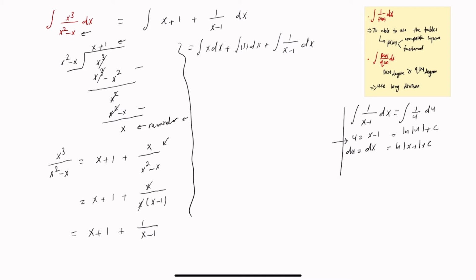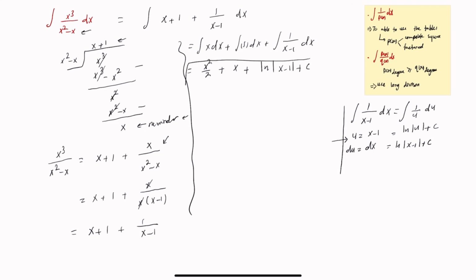So now let's go back. What's the antiderivative of x? It's going to be x squared over 2. Then the antiderivative of 1 is just x, plus the antiderivative of this function, which is going to be this one in here. So we'll have natural log of the absolute value of x minus 1 plus c. And that should be the antiderivative of the integral.